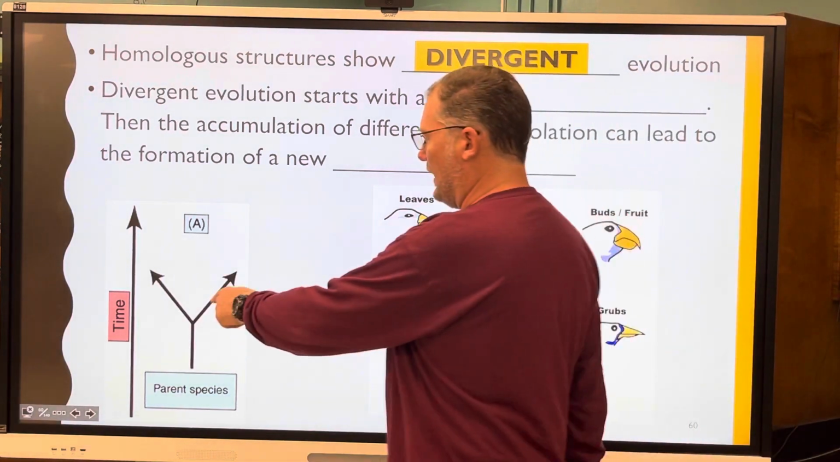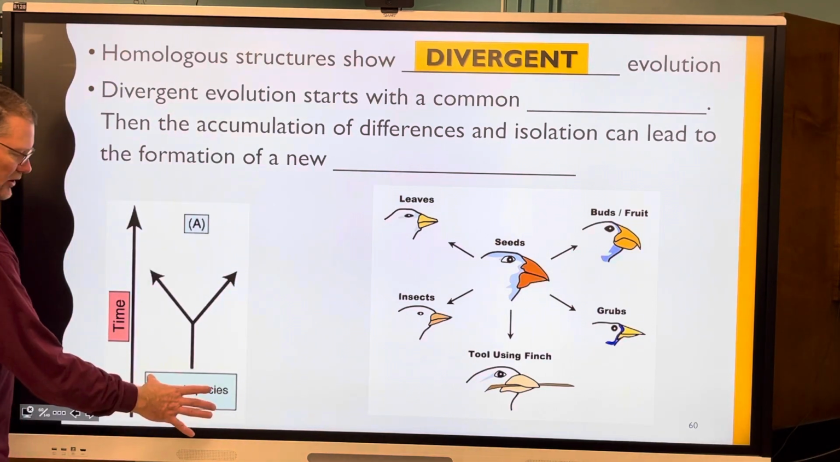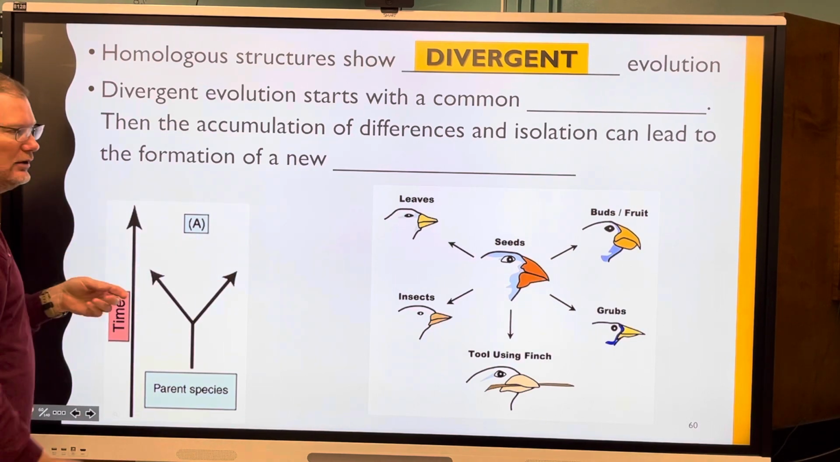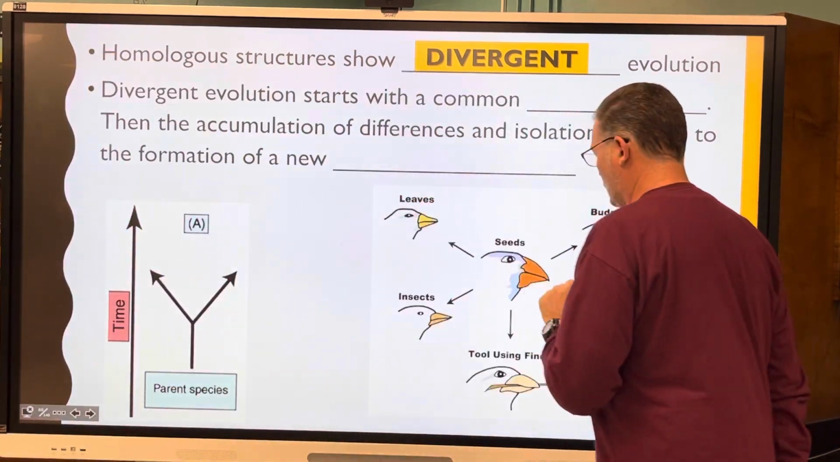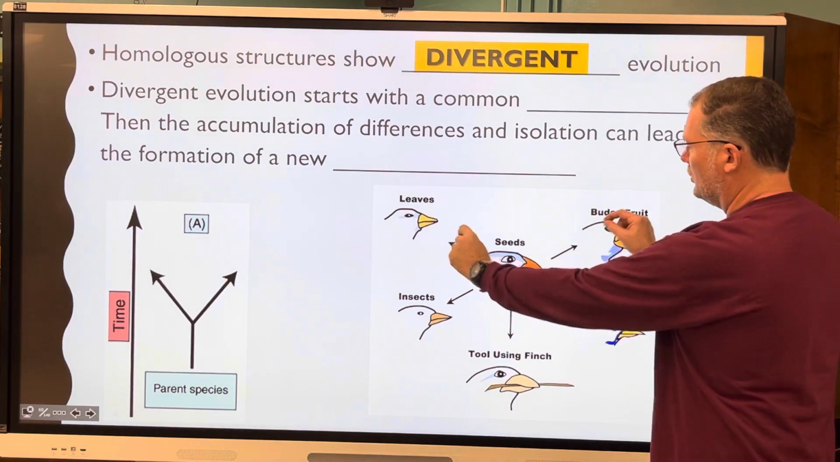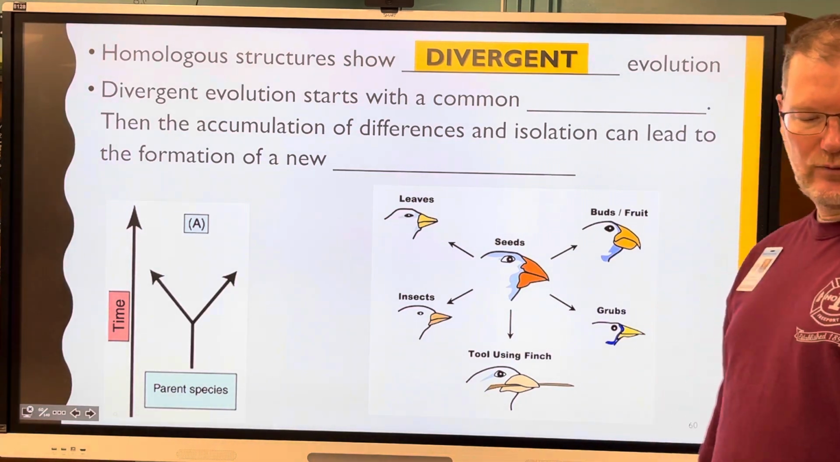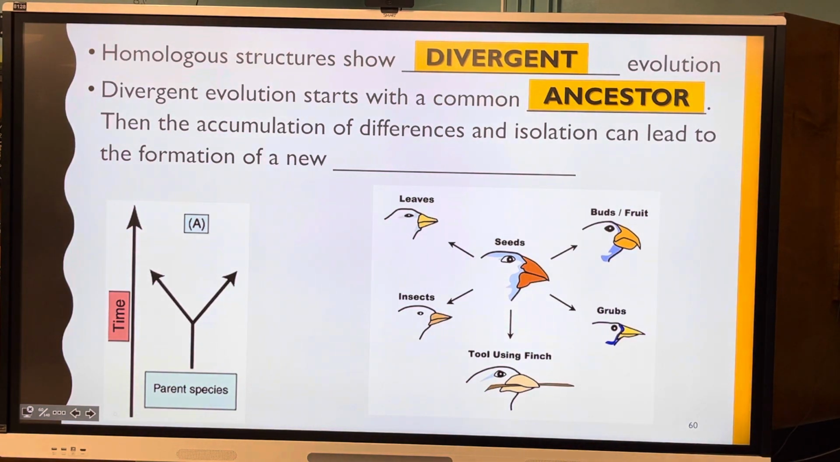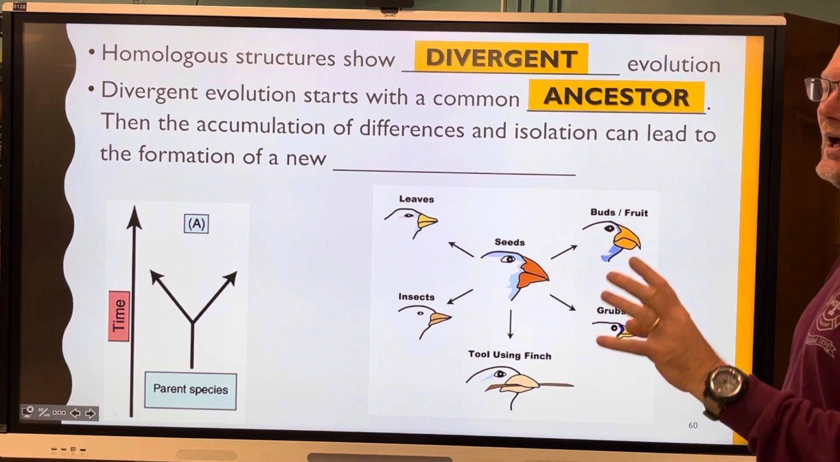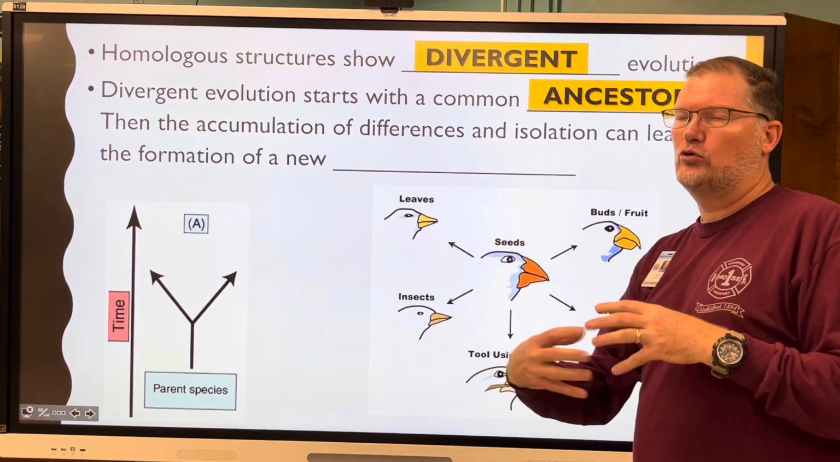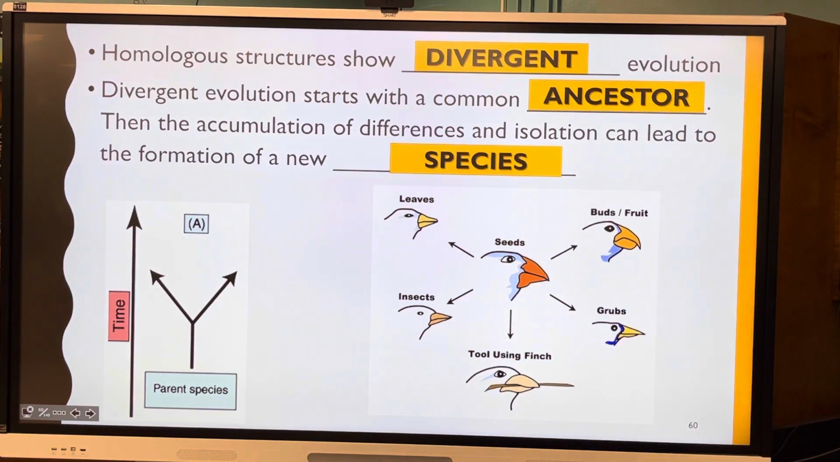So over time, you have a parent species that has speciated, diverged, like Darwin's finches. You have the initial bird who branches off into other species. Divergent evolution starts with a common ancestor. And then the accumulation of differences and something called isolation from the other one, so there's no interbreeding, would create a new species eventually. Speciation.